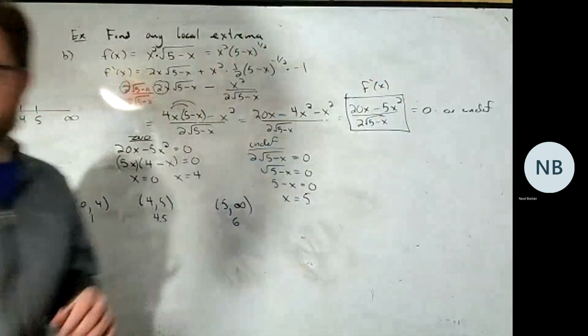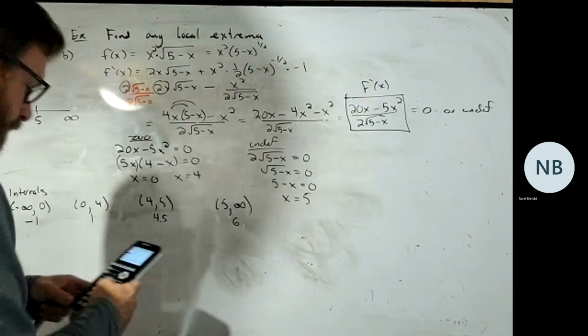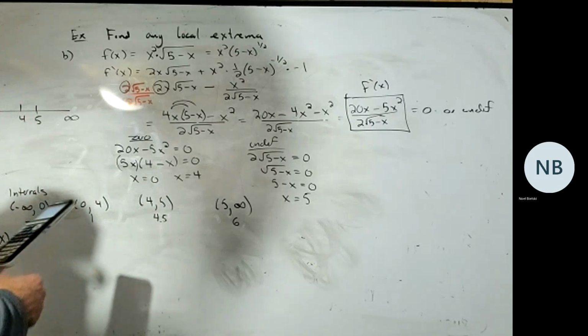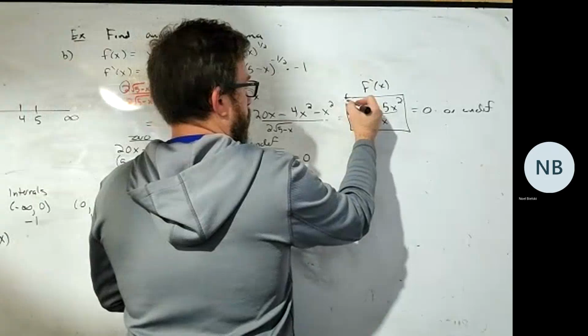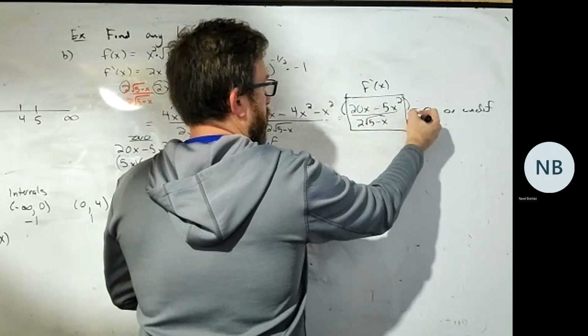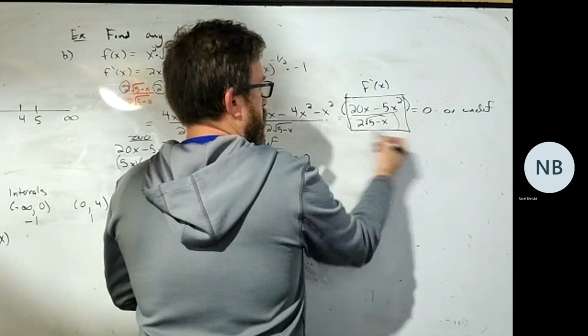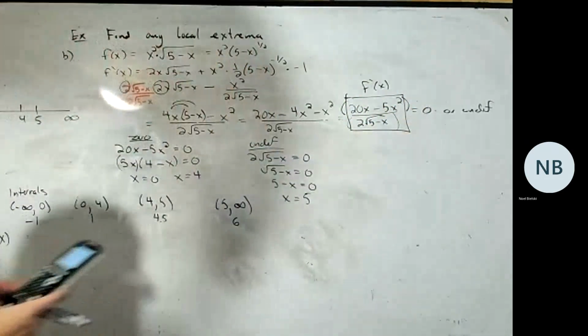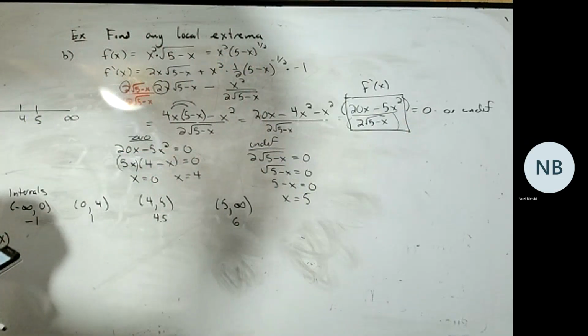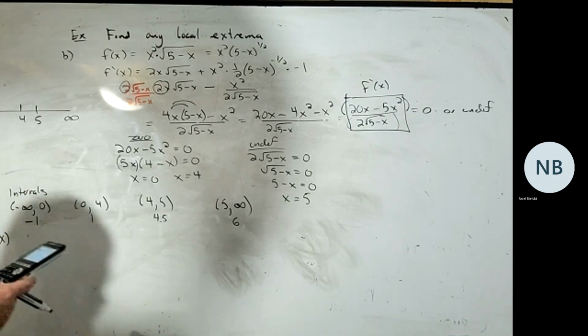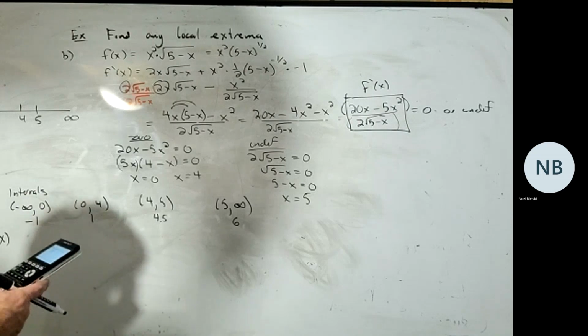And we'll see what happens. If you have this messy thing in the derivative, and you're going to plug it into a calculator, like in the y equals, don't forget to put the numerator in parentheses. And also, since the denominator is a product of two things, don't forget to put that in parentheses as well. Here we have 20x minus 5x squared divided by 2 times the square root of 5 minus x. And then we'll figure out what their values are: negative 1, 1, 4.5, and 6.